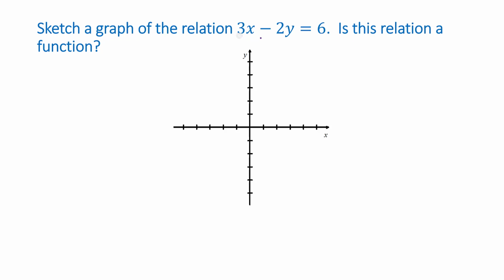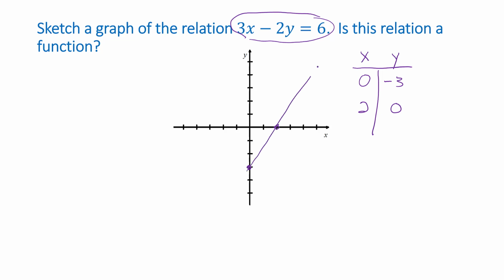So if I want to sketch the line represented by 3x minus 2y equals 6, I usually like to find the x and y intercepts on an equation that looks like this. If I let x be equal to 0, then negative 2y would equal 6, or y would equal negative 3. Then if I let y be equal to 0, then 3x equals 6, or x equals 2. So if I plot the two points (0, -3) and (2, 0), and sketch a line that passes through those two points, we have it.